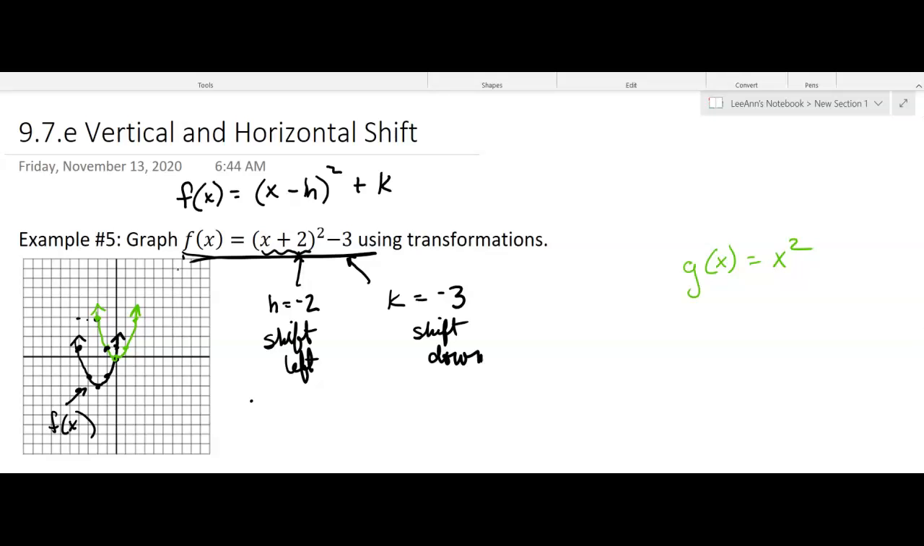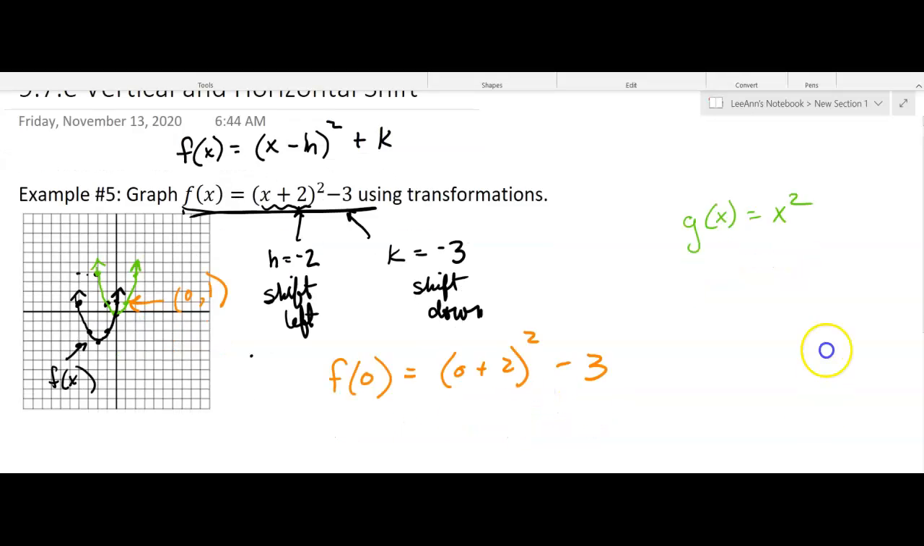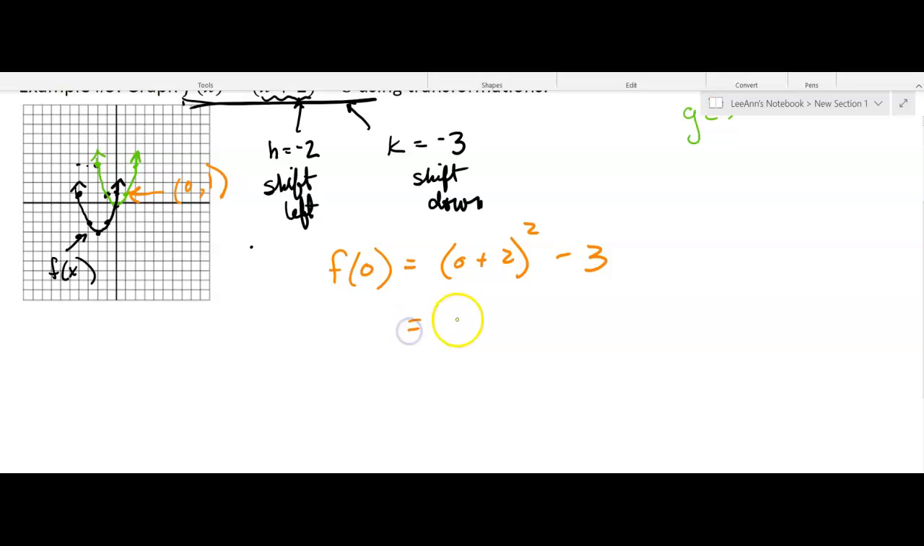You could check this, if you're like, well, I don't think I did it right or something. You could plug in a point. Let's take this point right here. And that point is (0, 1), it looks like. And let's see if that's really true. If you plug in x as 0, do we actually get out a 1? Well, this is how you'd write it out. You'd have 0 plus 2 is 2, but we got to square that, which is 4, minus 3, which is 1. Yeah. And you could do that for each of the points.